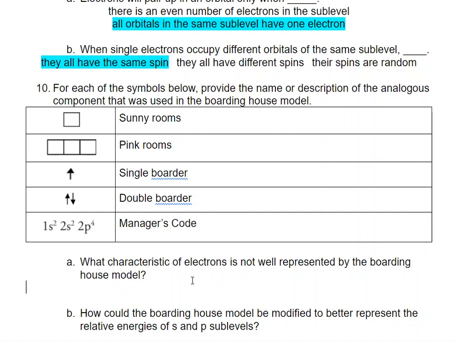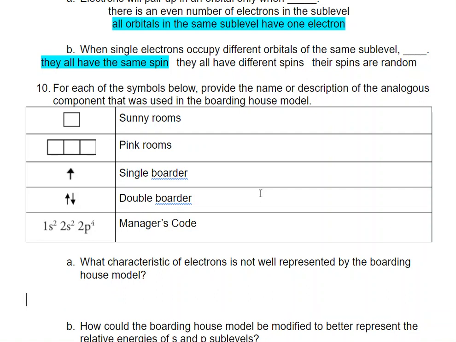So what characteristic of electrons is not well represented by the boarding house model? It doesn't show the energy difference between s and p.